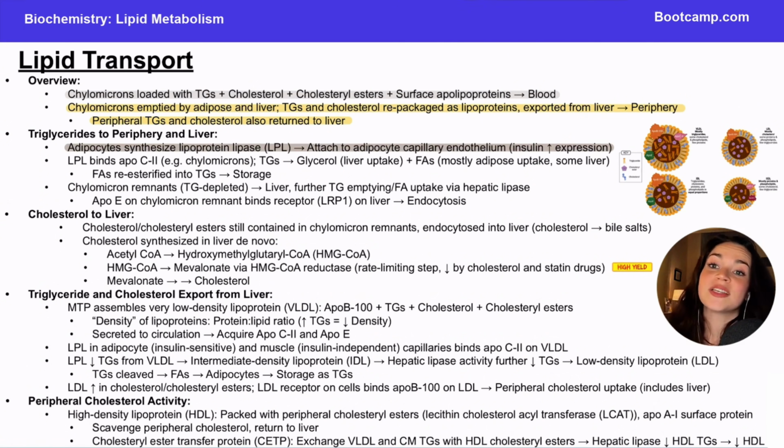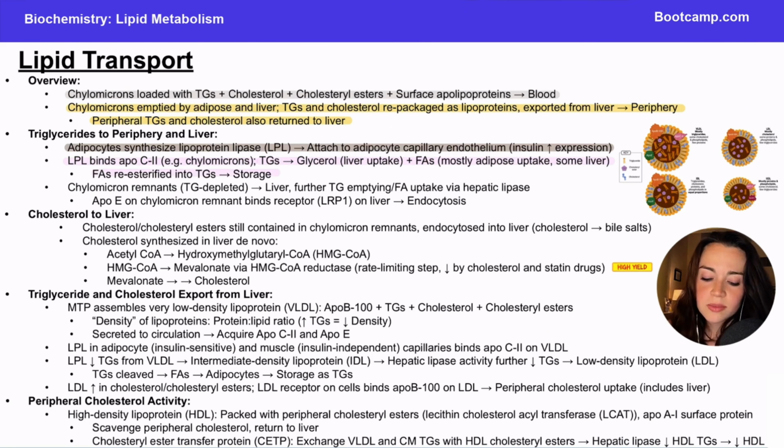Once that LPL was in place on the capillary endothelium, it was free to bind that ApoC2 cofactor, which was on some lipoproteins like chylomicrons. And the action of that LPL on the chylomicrons was to empty those chylomicrons of their triglycerides by breaking them apart into glycerol and fatty acids. And that glycerol went back to the liver, and those fatty acids were mostly taken up by adipose and put into storage as storage fat, and some of it was taken up into the liver.